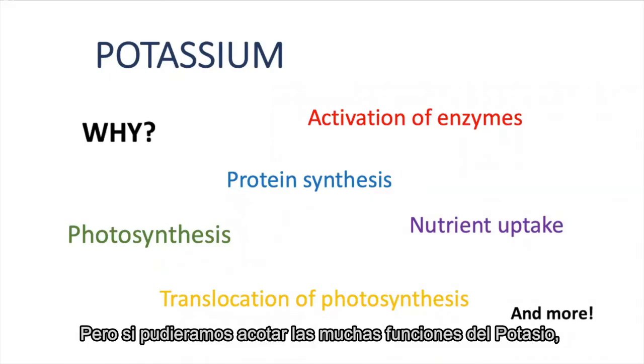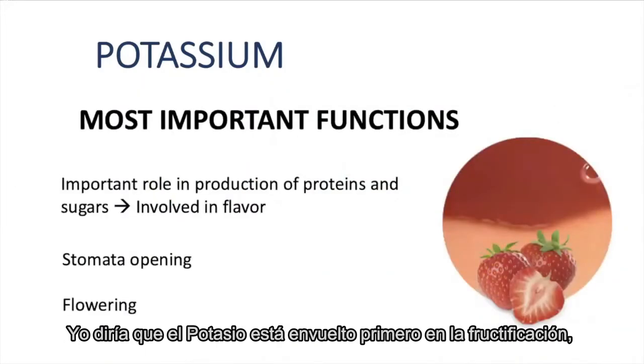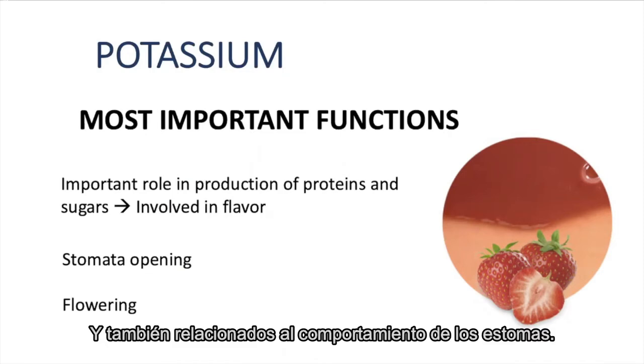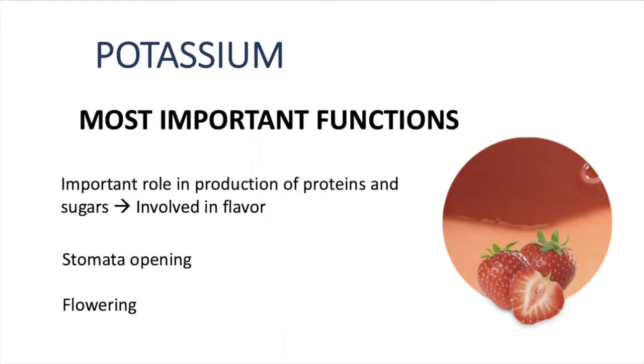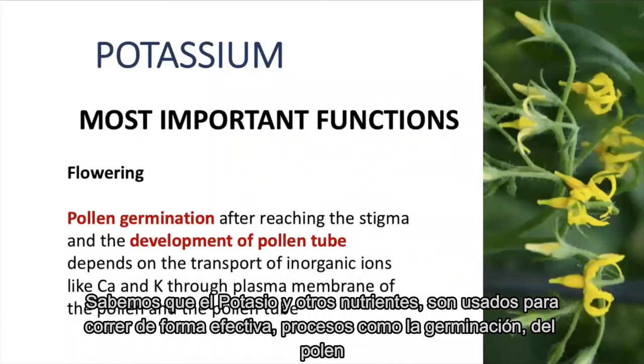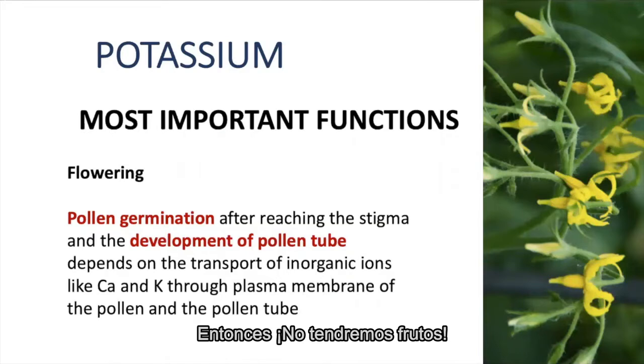But if we could summarize the main functions of potassium, I would say that potassium is involved in, first, fruiting, even from flowering to fruit flavor, and also related to stomata behavior. In flowering and fruiting, for example, we know that potassium and other nutrients are used to effectively run processes like pollen germination. If pollen cannot germinate and reach the ovule, then we will not have fruits.